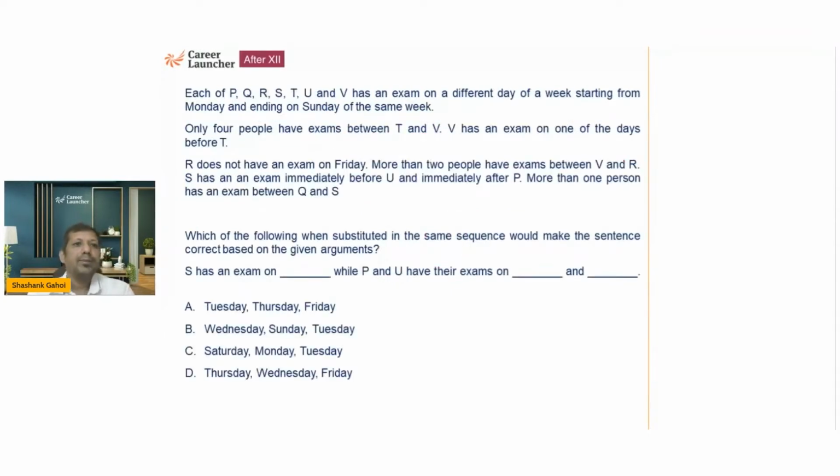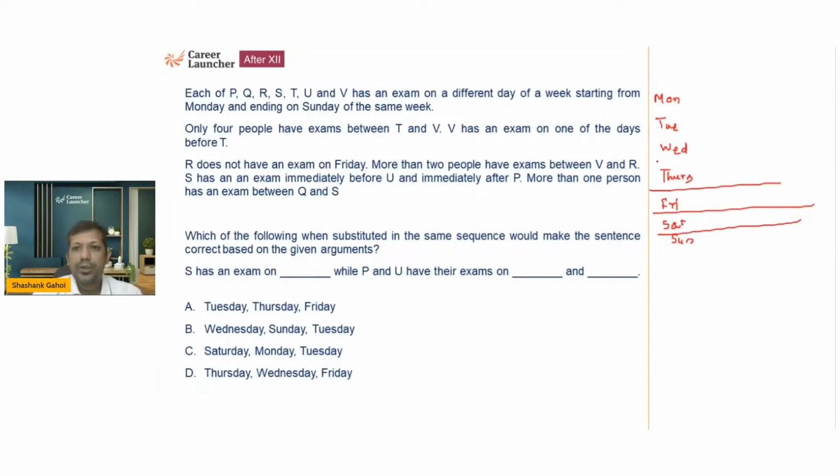Okay. Now let's start this one. Each of P, Q, R, S, T, U, V has an exam on a different day, starting from Monday and ending at Sunday. So I got Monday, then Tuesday, then Wednesday, then Thursday, then Friday, then Saturday, then Sunday. So this is what I am getting.